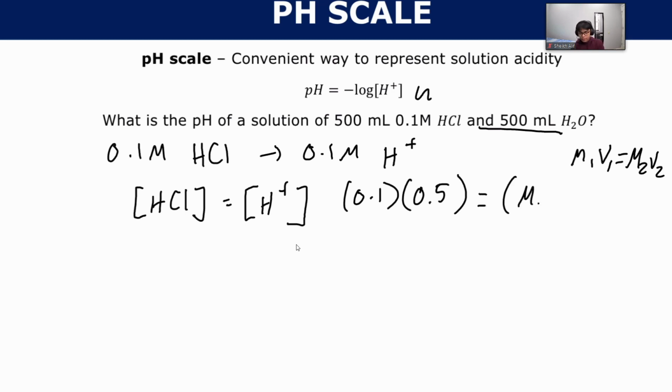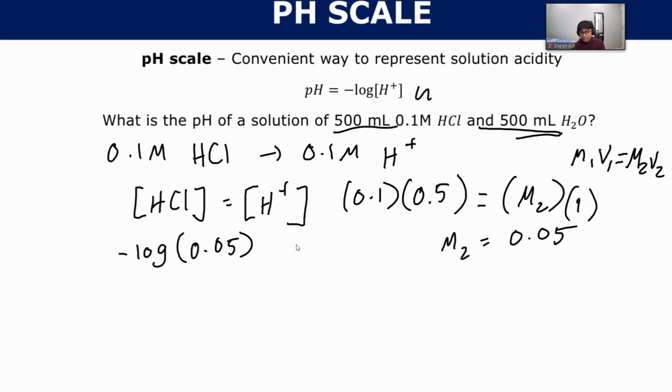We're trying to find our final molarity, but we know our final volume is going to be 1. Because remember, we're going to add that 500 mils to this 500 mils to produce 1 liter. And so M2 is going to be 0.05. And so now we can plug this value into our formula. So minus log of 0.05 is going to come out to about 1.30. And so that's our final solution. The pH of this solution is going to be 1.30.